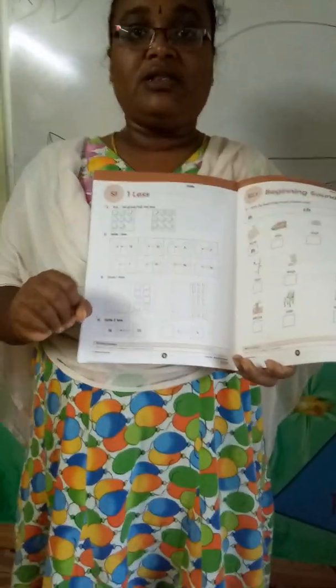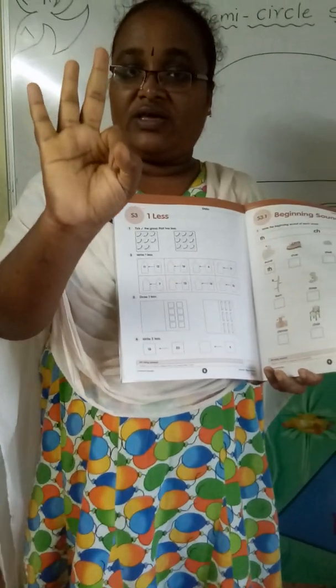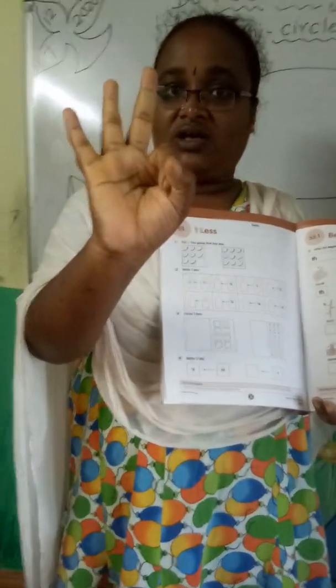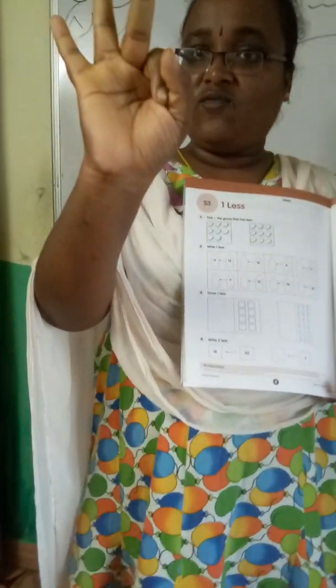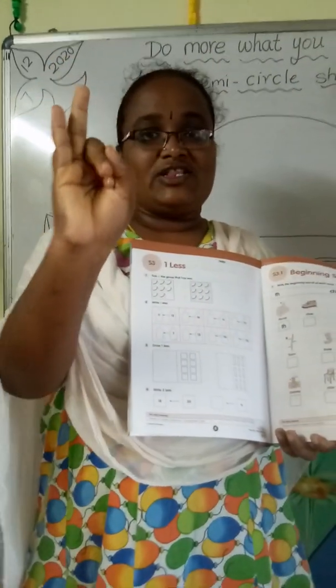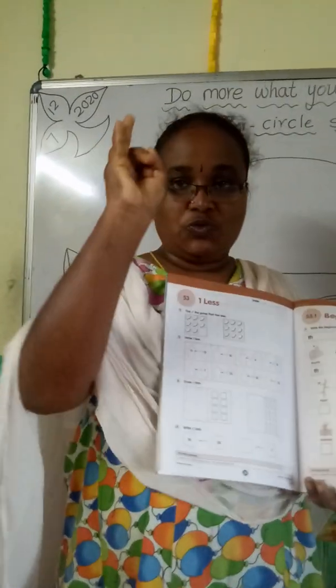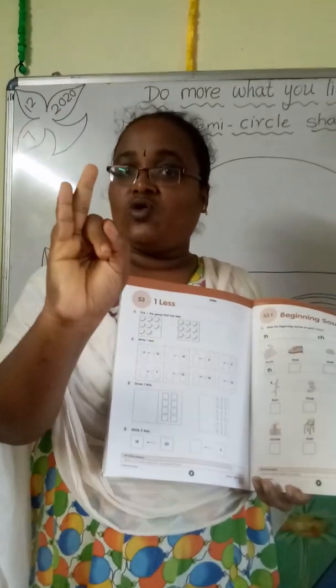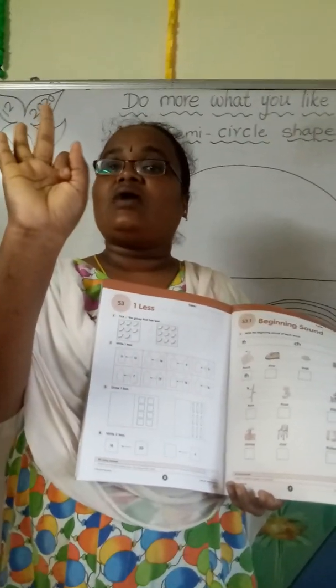For example, open the 3 finger. Show me the 3 finger. Less 1 finger. 1 finger close. Yes. Now how many is here? 2. So I have closed 1 finger. So 1 less.